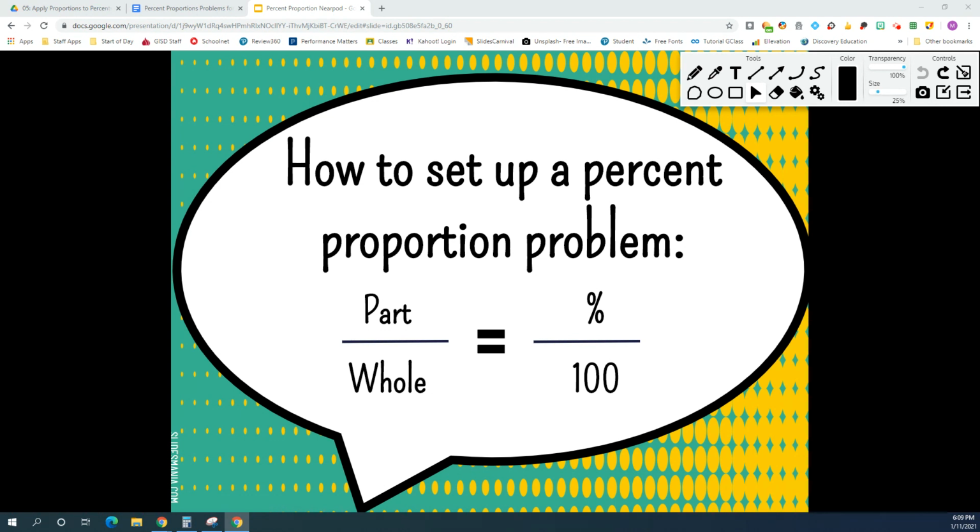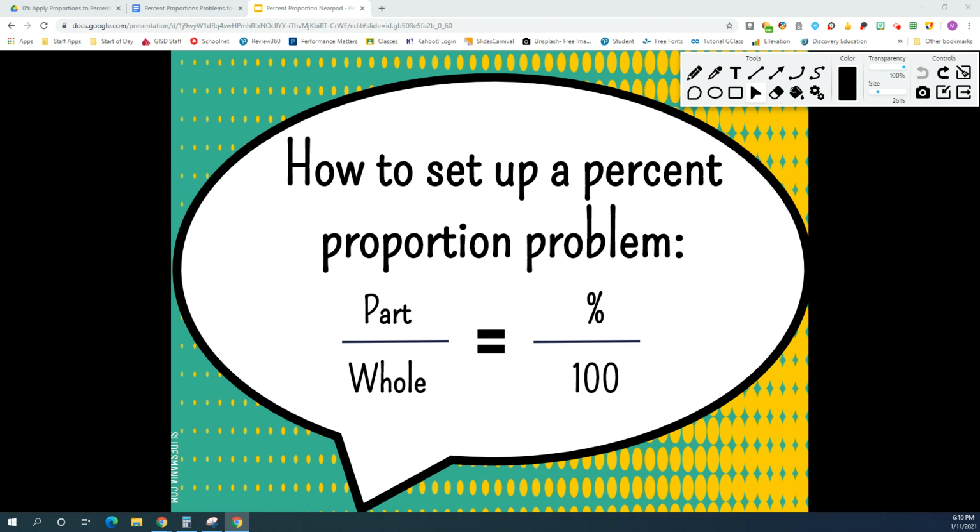On the other side, it just says part over whole. So that represents a fraction. Sometimes they will give us the part and the whole in the word problem, and we need to figure out the percent. Sometimes they just give us the part and the percent, and we need to figure out the whole. And sometimes they give us the whole and the percent, and we need to figure out the part. So basically, they give us two pieces of information, and we need to find the missing part.